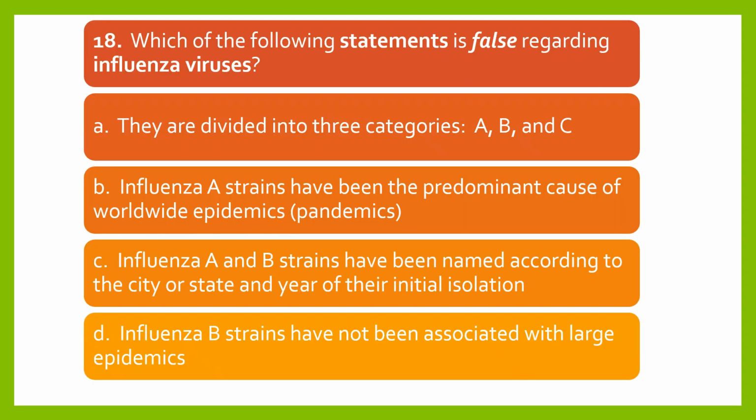In keeping with the influenza theme, question 18. Which of the following statements is false regarding influenza viruses? A. They are divided into 3 categories, A, B, and C. B. Influenza A strains have been the predominant cause of worldwide epidemics or pandemics. C. Influenza A and B strains have been named according to the city or state and year of their initial isolation. Or D. Influenza B strains have not been associated with large epidemics.